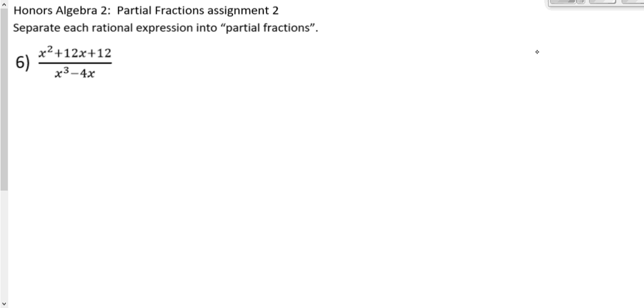So this denominator is going to factor into x times x squared minus 4, and that's going to factor into x times x minus 2 times x plus 2. So there's no repeated factor here, so this is not the kind that we just had in today's lesson. This is the kind you had in the last lesson. And so we're going to make three fractions.